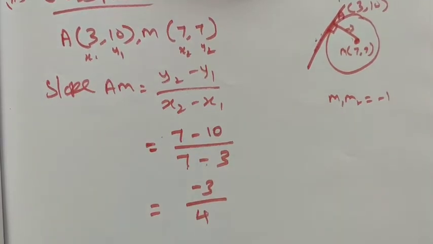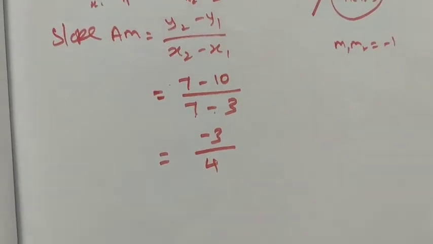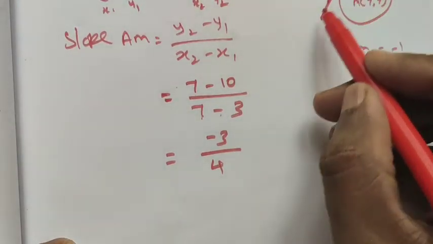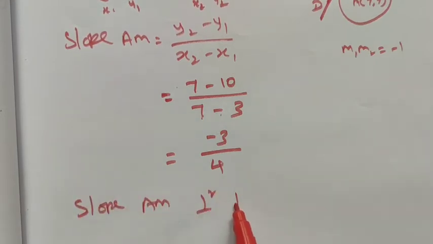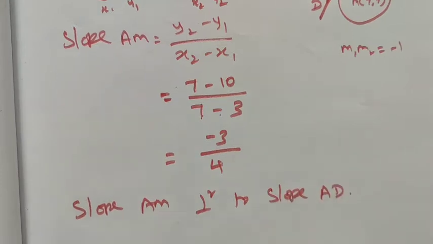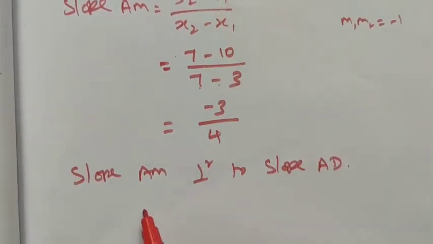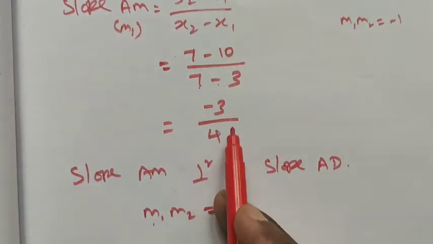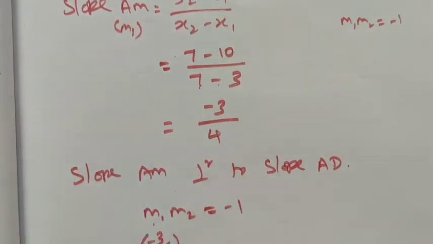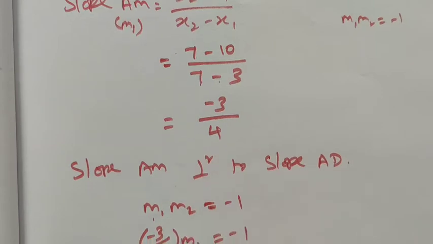So the slope is minus 3 by 4. See the line AD. Here we have the line AD. The slope AM is perpendicular to slope AD. By this condition, we take m1 m2 is equal to -1 for perpendicular lines. Let me take this as m1. Now, in the place of m1, I apply the value -3 by 4 into m2 is equal to -1.